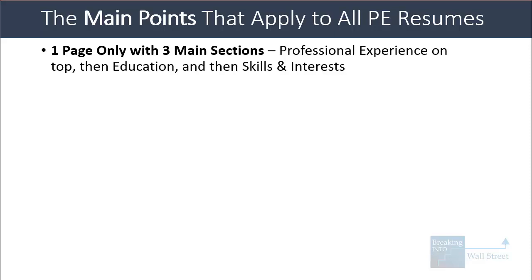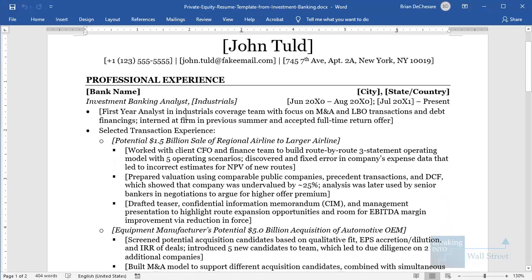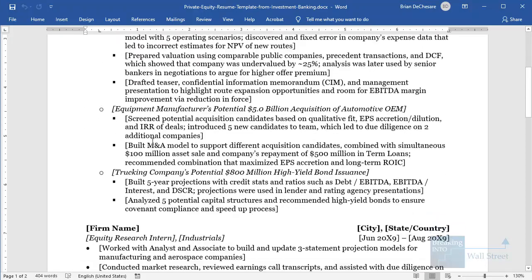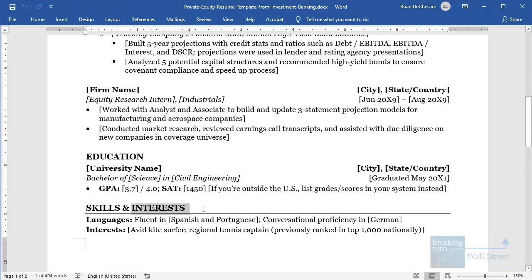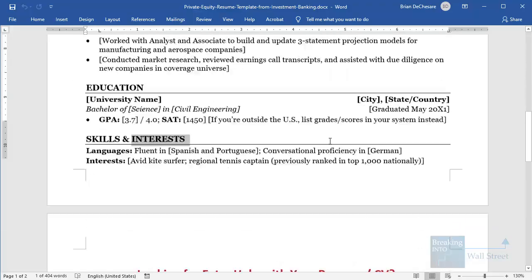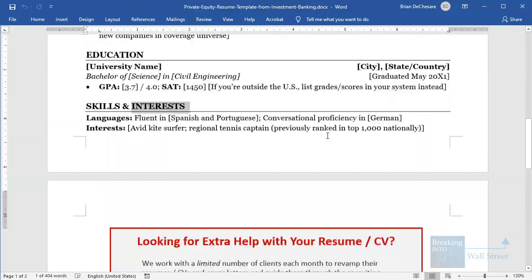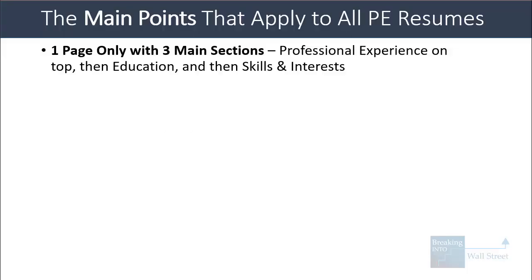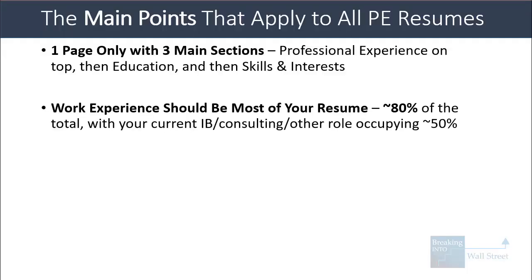First off, it should always be one page only with 3 main sections: professional experience or work experience at the top, then education, then skills and interests. And if you look at our templates, you can see that we follow that: professional experience, education, and then skills and interests at the bottom. And we have those 3 main sections, and we only have 1 page here. Technically, there are 2 pages, but the second one is just about the coaching and resume editing services that we offer.